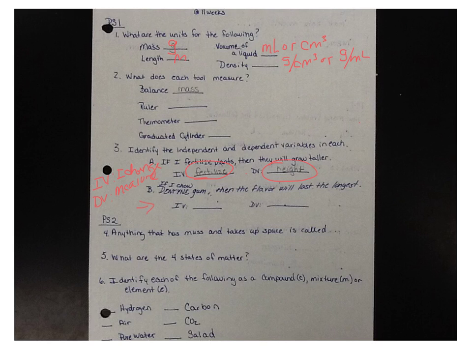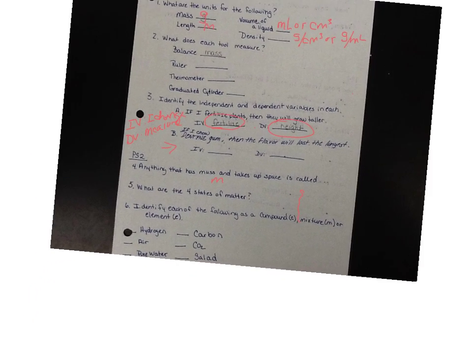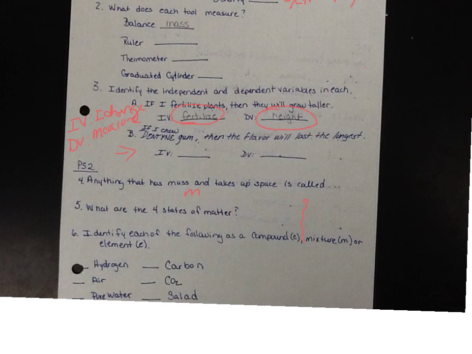So you've got to do this one. Anything that has mass and takes up space, it's a word that starts with M. What are the 4 states of matter, not just 3? As you look down to the bottom, you will see we need to identify as a compound, a mixture, or an element.